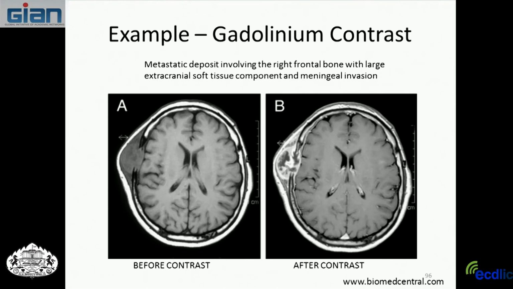So here's an example of gadolinium contrast. Here's a metastatic deposit involving the right frontal bone. The left is before contrast, and the right is after they've applied the gadolinium contrast. So you can see they can see more details of what's going on in that tumor after they put that contrast in there.